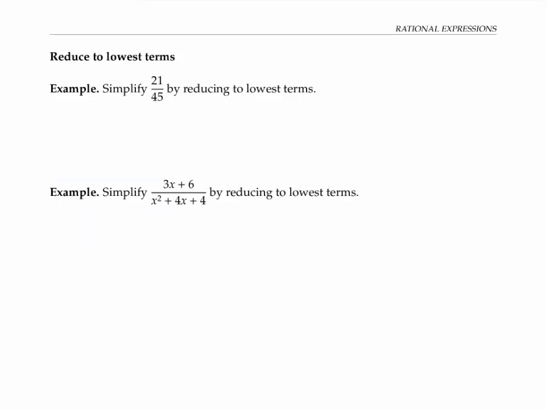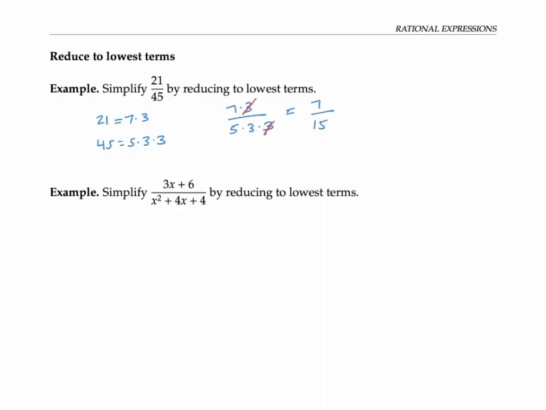We'll start with simplifying to lowest terms. Recall that if you have a fraction with just numbers in it, something like 21 over 45, we can reduce it to lowest terms by factoring the numerator and factoring the denominator, and then canceling common factors. So in this example, the 3's cancel, and our fraction reduces to 7 over 15.